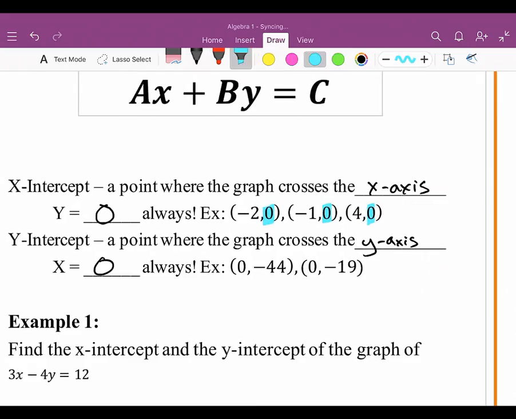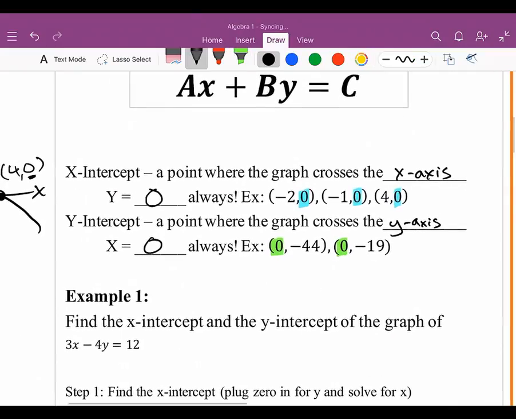Notice the examples. Same case here. X is always 0, 0, negative 44. X is always 0, 0, comma, negative 19. Okay? X is always 0. Keeping that in mind, the main thing here we're going to try to do on this lesson is remember that when you're finding y-intercept, x equals 0. When you're finding x-intercept, y equals 0. Alright? Keep that in mind.